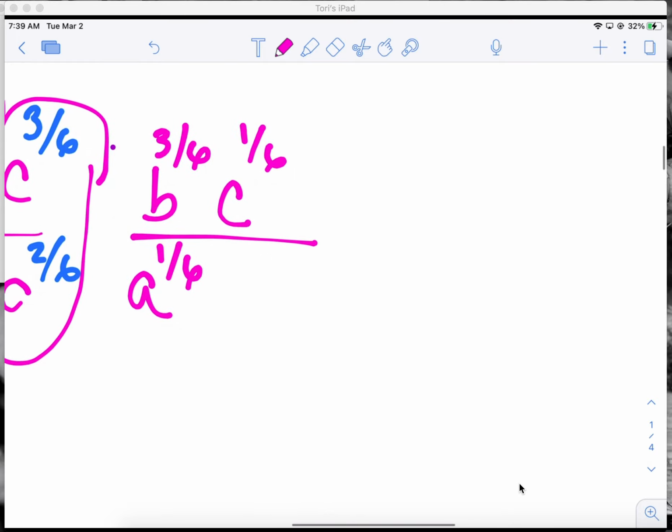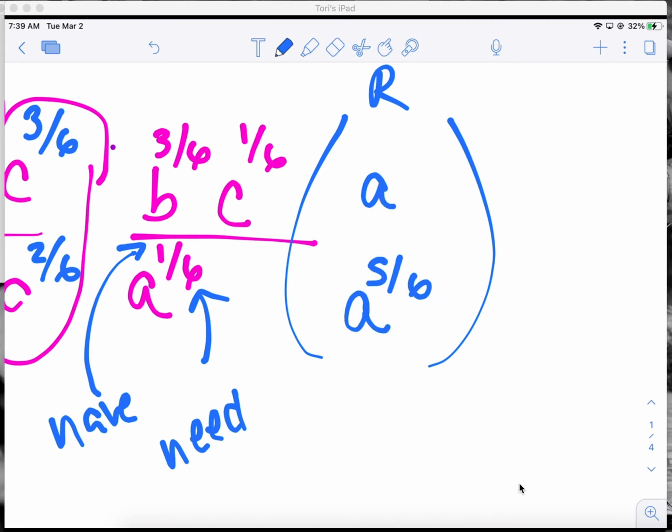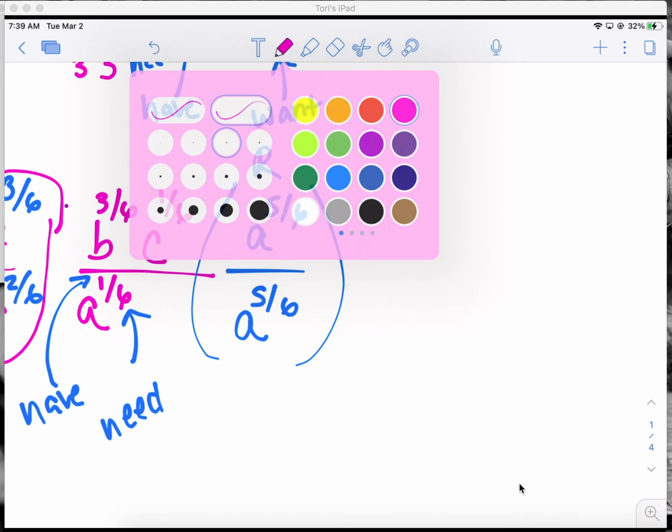Okay? So you are not allowed to leave that radical on the bottom. Okay, so here's what we're going to do. We're going to rationalize again. So I'm going to put a parenthesis and do a big R. I have 1 out of 6. I need 6 out of 6. So we're going to multiply by 5/6, and same thing on top. All right, we are ready to move towards a final answer.